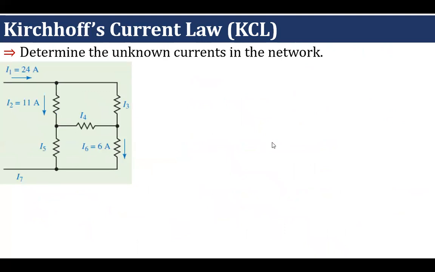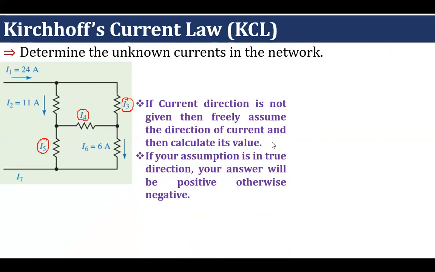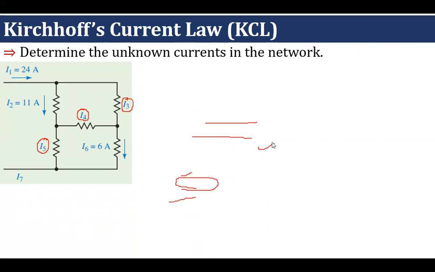Now solve this question. Here the unknown currents are I4 and I5, but here directions are not given. Even I3 is also an unknown quantity. So three unknowns we have, and here directions are not given. So what you have to do, if current direction is not given, then freely assume the direction of current. Without thinking, I can assume the direction of current and then calculate the value. If your assumption is in the true direction, then your answer will be positive, otherwise it will be negative. Okay, so this you have to remember.